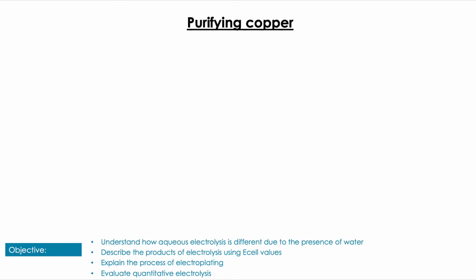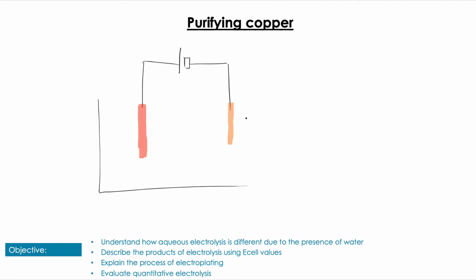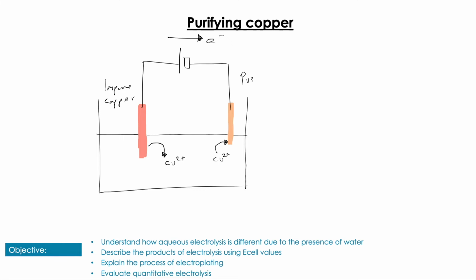So we can look at one example of this by looking at the purification of copper, which is done through electrolysis. Here we have an electrolytic cell where both the anode and cathode are actually made of copper. One electrode, the cathode, is made of very pure copper, and the anode, as shown here on the left hand side, is made of impure copper. What's going to happen is we're going to get copper ions move into solution, which is usually a solution of copper sulfate, and then copper ions are going to deposit on the pure copper electrode.